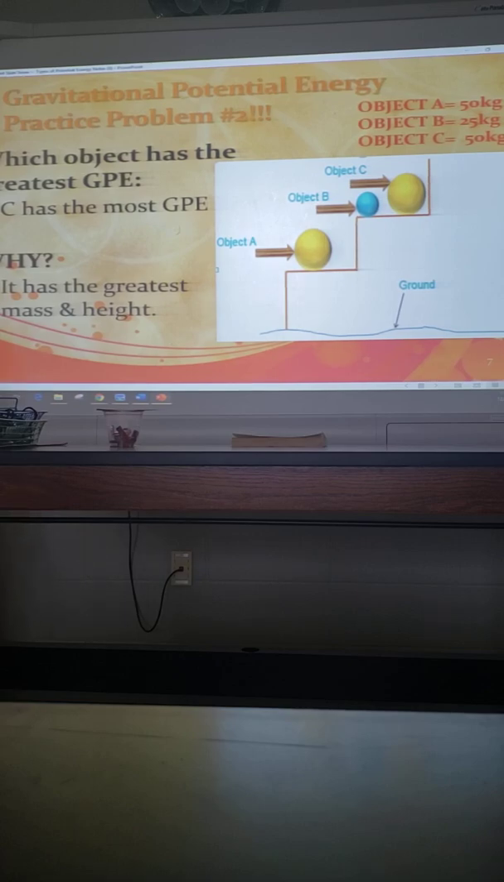And I'm not going to give you ones where they have different masses and different heights. That gets a little too confusing. So it'll be examples kind of like this, where you can easily tell which one would be greatest.